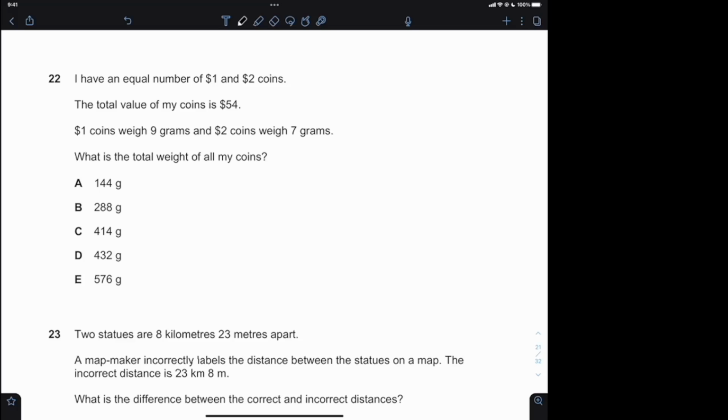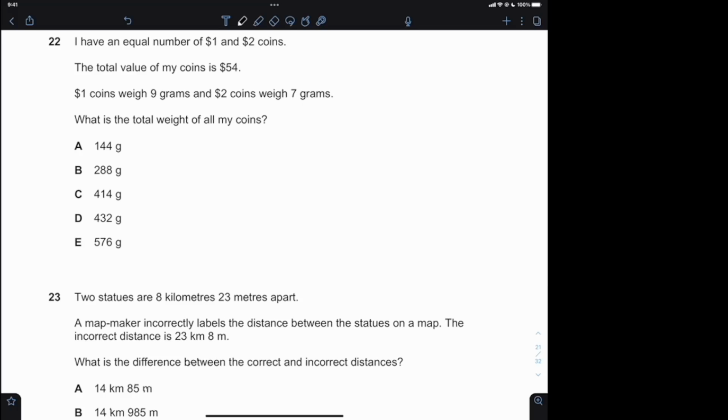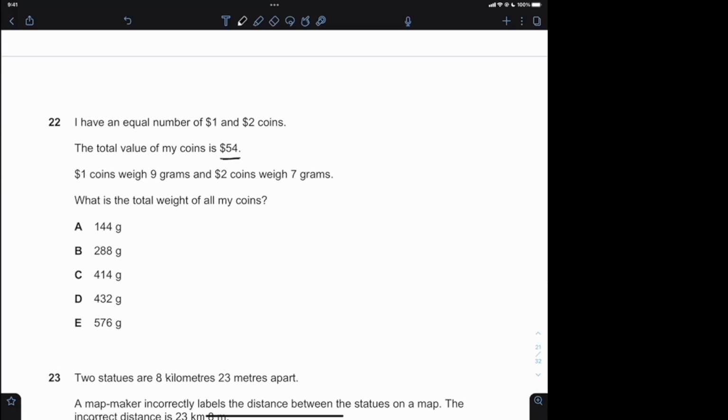$1 coins weigh 9 grams and $2 coins weigh 7 grams. What is the total weight of all my coins? Okay, so we can see here that if the total is $54, then that means we have a ratio, in value, of 1 to 2, right? However, there is an equal number of each one.